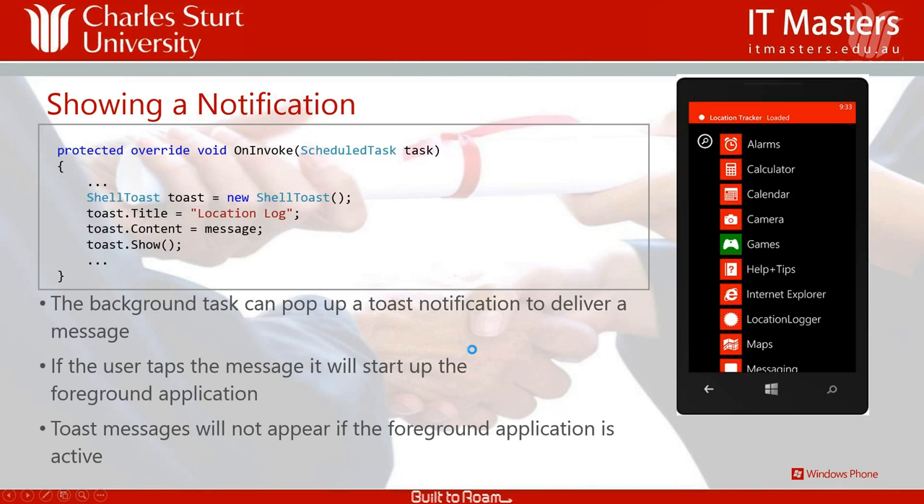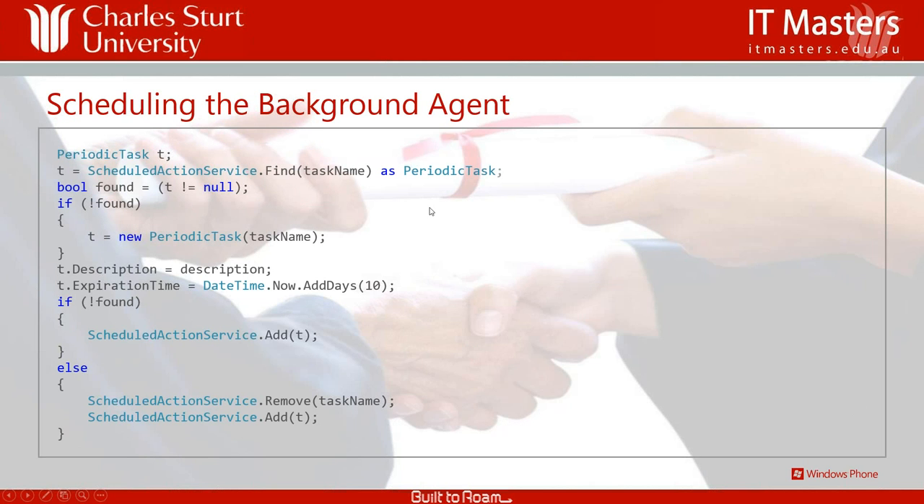Now, in addition to having a reference to the background agent from your main application, you also need to actually schedule the background agent. Here we're triggering the background agent as a periodic task. You can see we're going to look for any existing tasks. If one's not found, we're going to create a new task, set the description, and set the expiry date. It's important to rerun this code every time your application is launched to make sure that it stays executing.